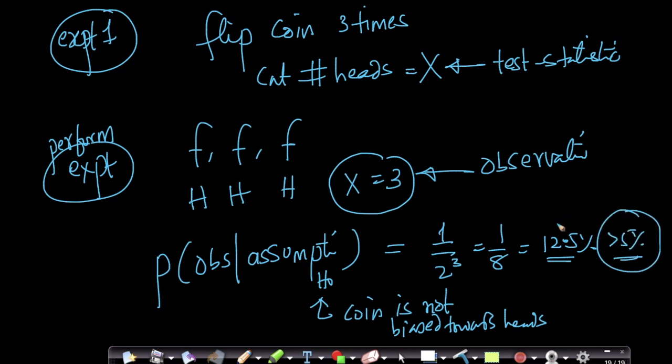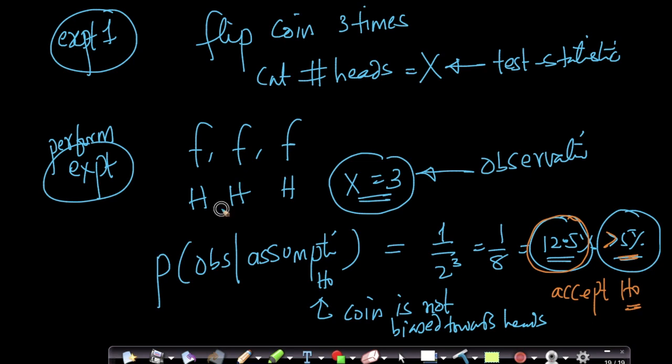Now, there is a 12.5% chance of making this observation if my assumption is true. And this is not too small. This is significant. This is much greater than 5%, right? So in this case, what I'll say here is that I'll accept my null hypothesis.